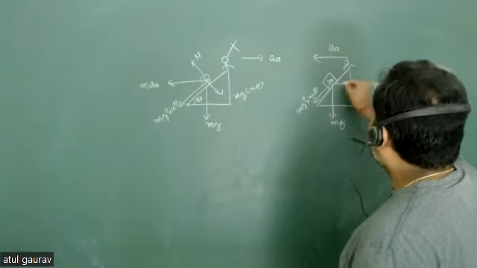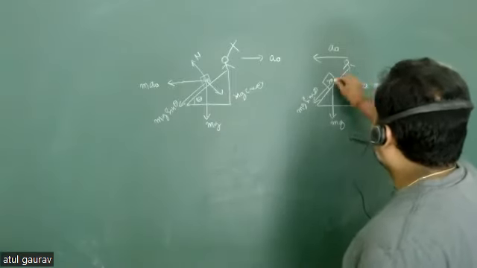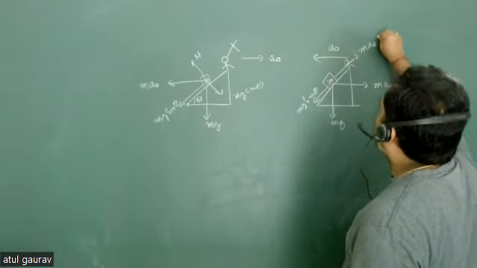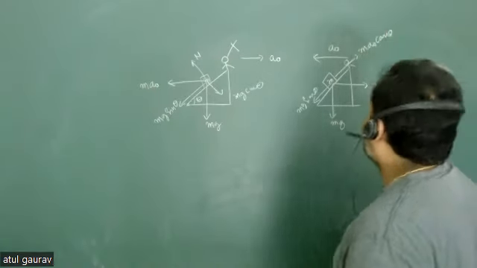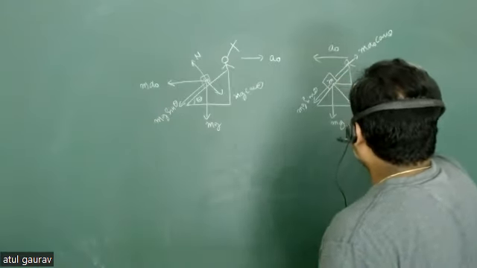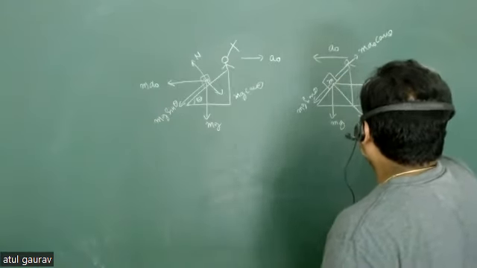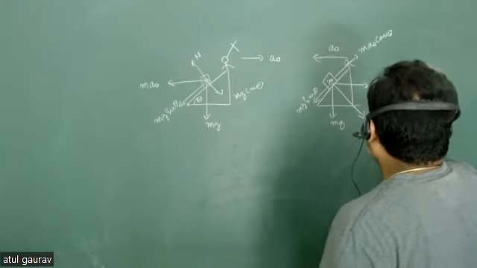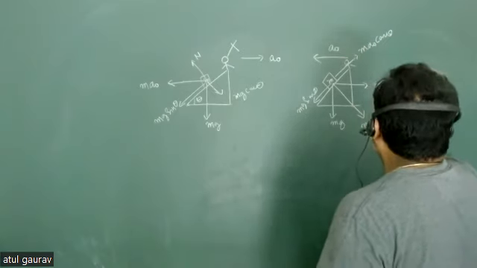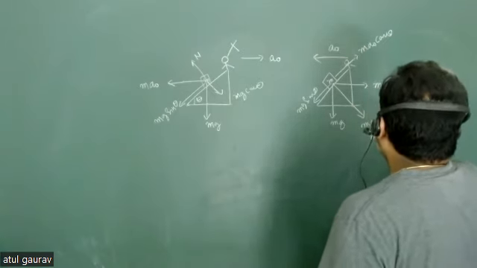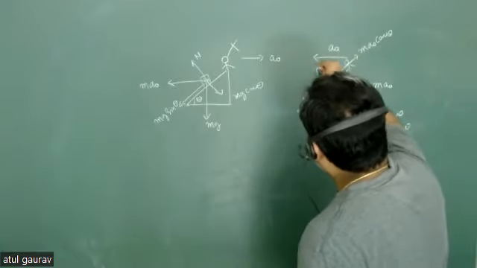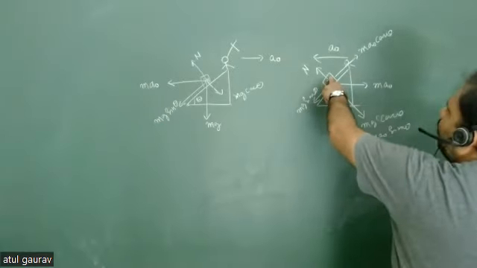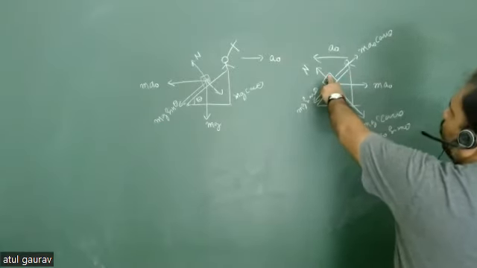And what will be the component of this one along this direction? m a naught cos theta. And here you have two components. One component is m g sin theta, and another is m g cos theta, and m a naught sin theta. So these two forces just balance the normal. But yes, it has to be at rest at this particular point.